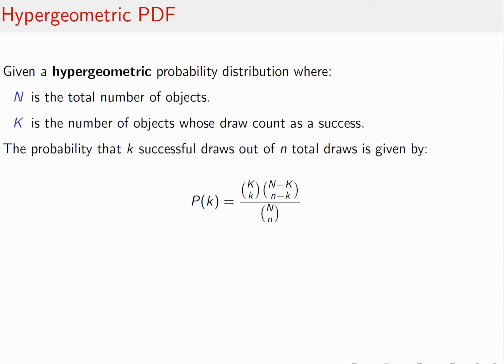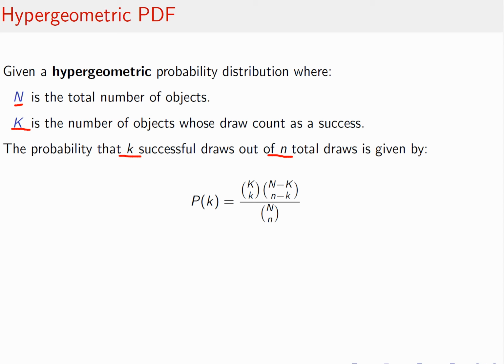All right. So this is called the hypergeometric probability distribution. And we have capital N, the total number of objects, and capital K is the number of objects that, when we draw them, count as success. So in the one we just did, hearts, all 13 heart cards are successes when we draw them. So we have K equals 13 from the previous one. N is 52, the total number of cards we can draw.